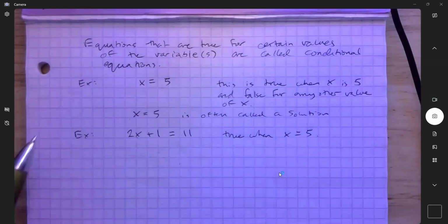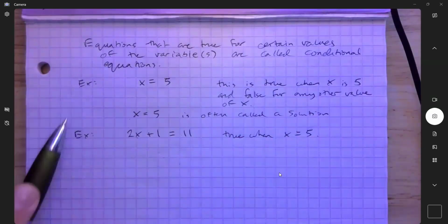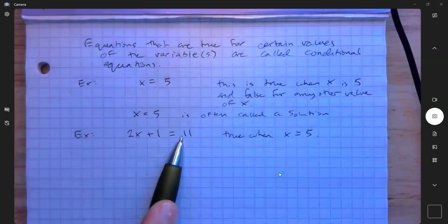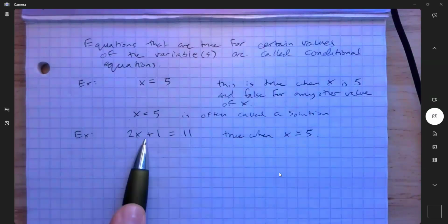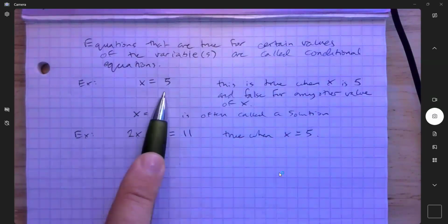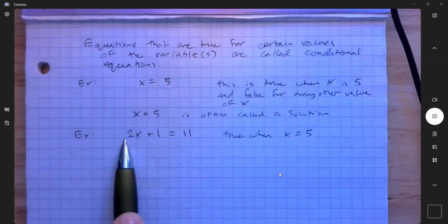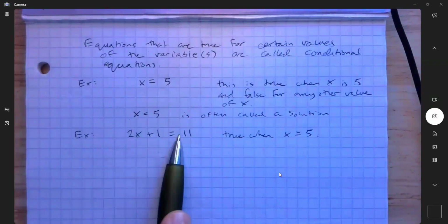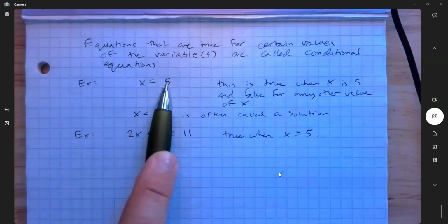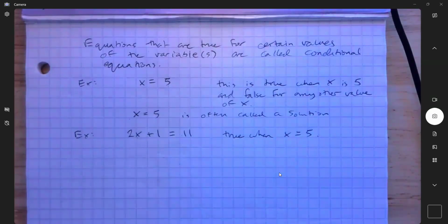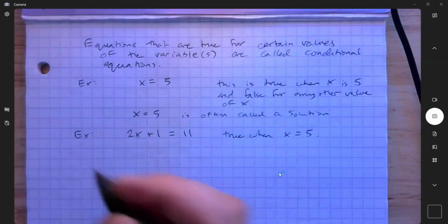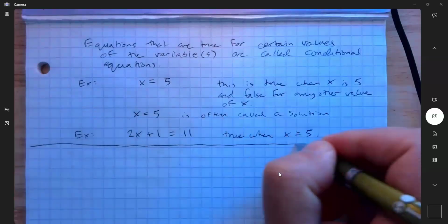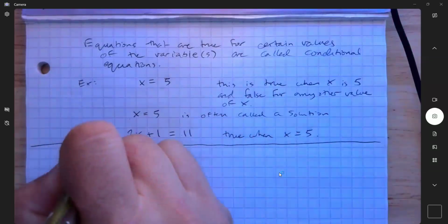These two statements are mathematically equivalent. 2x plus 1 has the same solutions as x equals 5. But a lot of algebra is taking an equation that looks more complicated and finding out the solution, finding the x value that makes it true. So let's quickly look at solving.